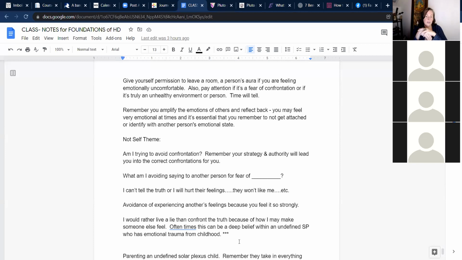Another thing you can think of is, do you have this belief of, I can't tell the truth or I will hurt their feelings, or they won't like me, etc.? Or is it avoidance of experiencing other feelings because you feel it so strongly, just like what I said a bit ago. So here's a big one: I would rather live a lie than confront the truth because of how I may make someone else feel. Oftentimes this can be a deep belief within someone that's undefined who has emotional trauma from childhood.